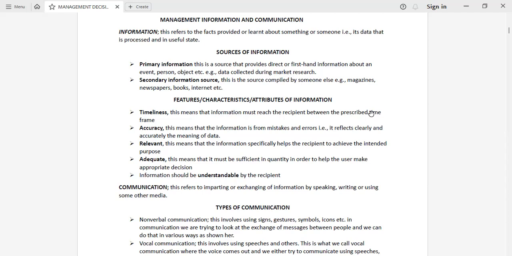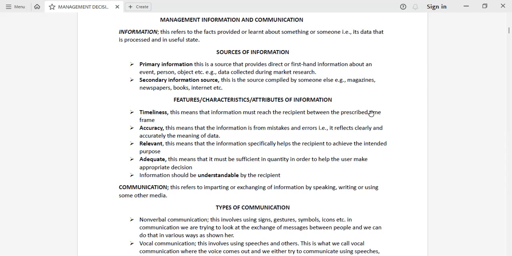So let's look at the features, the characteristics, or the attributes of information. What does good information look like, or how should it be?